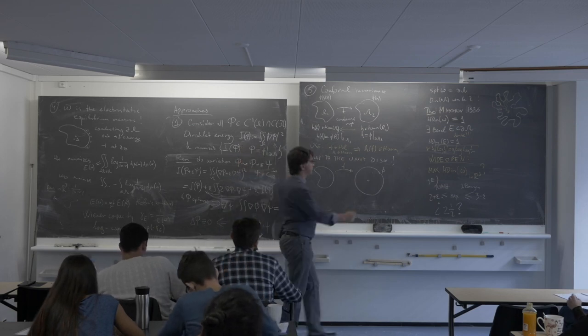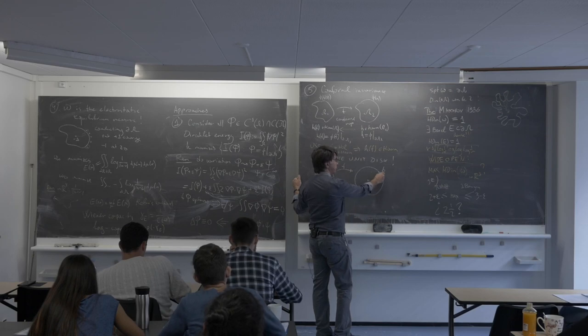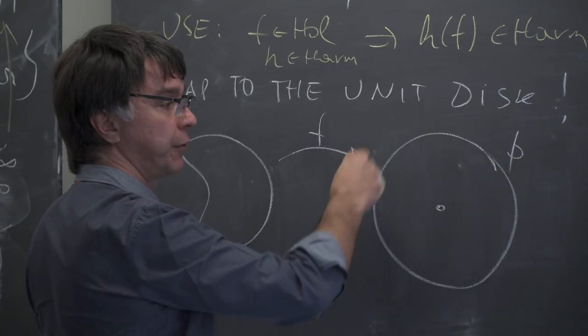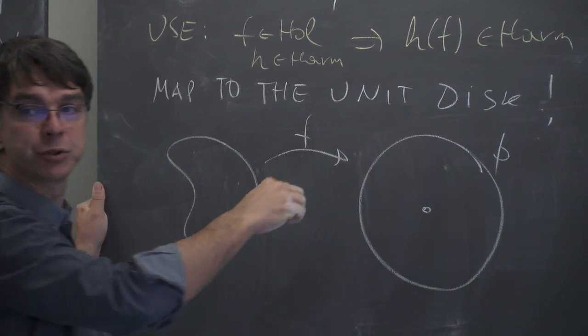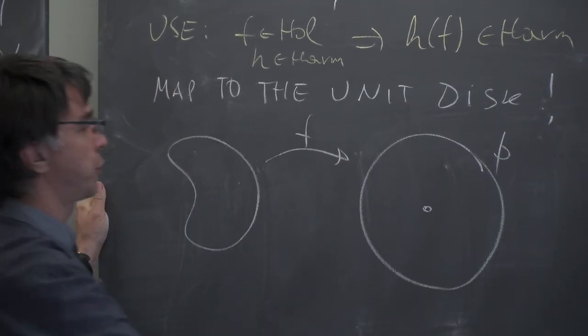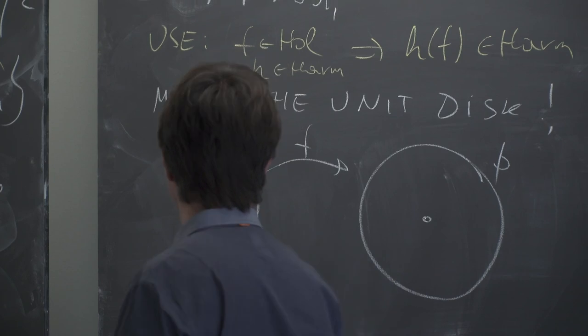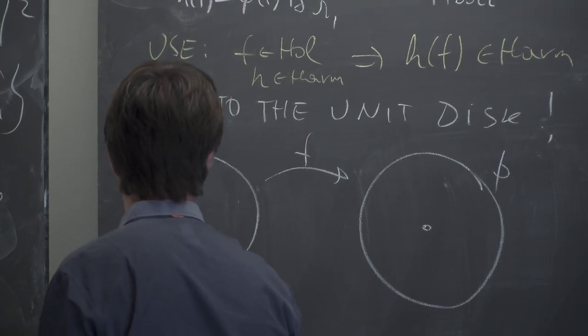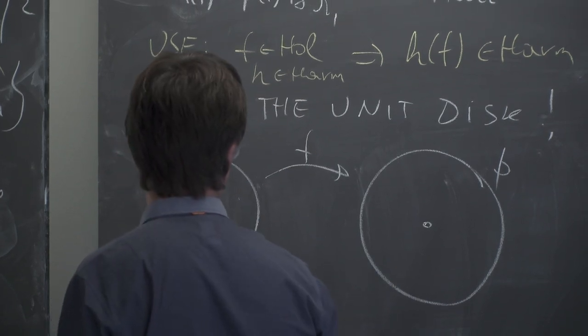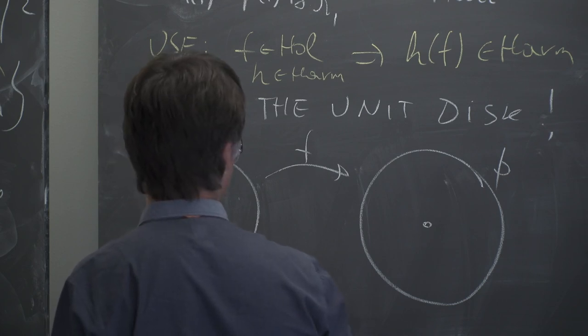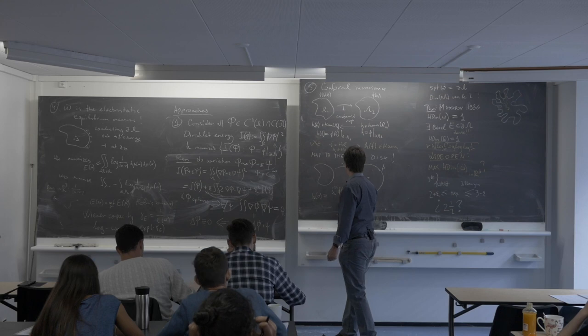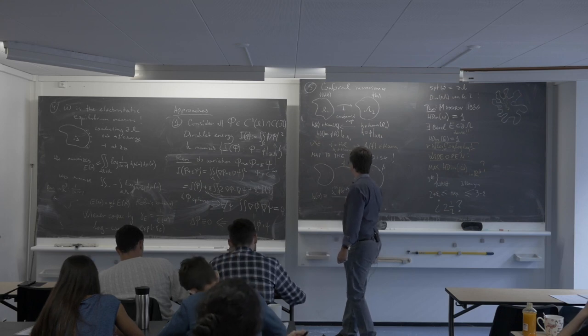Because harmonic functions have the mean value property. So at the center, the value of the function will be just the integral on the boundary. It's also true by symmetry. So in the unit disk, H of 0 is just the mean value: the integral from 0 to 2 pi of phi of e to the power i theta d theta divided by 2 pi.